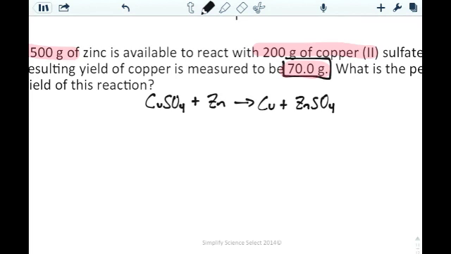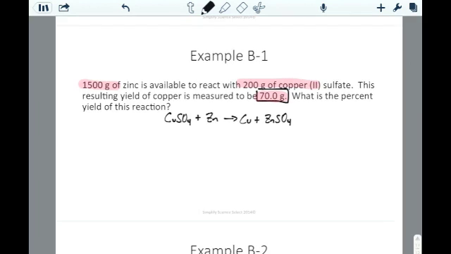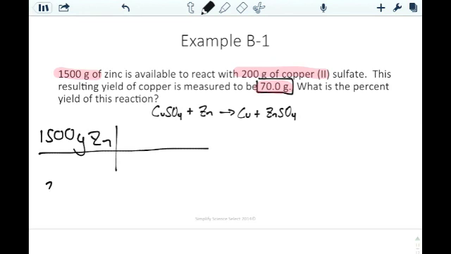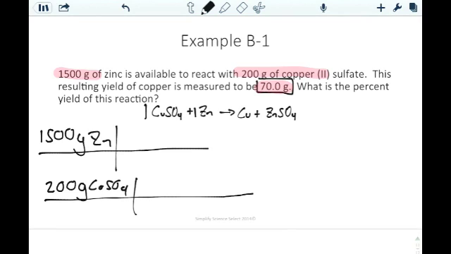So going into this, since we have our balanced equation, now we can actually start with the problem. So we'll have 1,500 grams of zinc, and we have 200 grams of our copper(II) sulfate. Now, just looking at this, since all the ratios are 1 to 1, in this case, since there's so much zinc and so little copper(II) sulfate, more than likely copper(II) sulfate is going to be our limiting reactant. But let's figure that out.